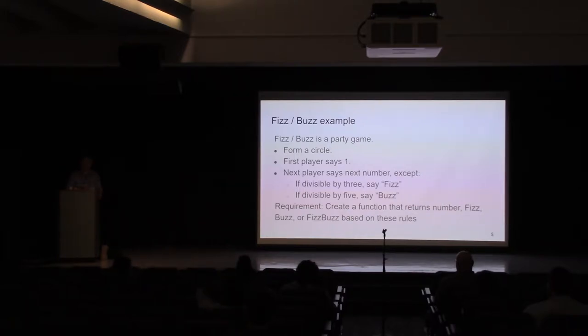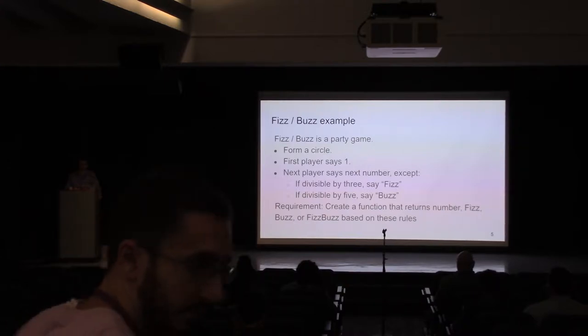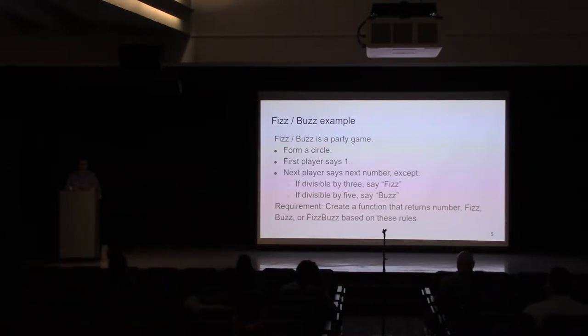And so the requirement in this exercise would be to create a function that returns fizz, buzz, or fizzbuzz, based on these rules. And actually, that's not a very good requirement, because I realize here that I also need to create a function that returns a number. Oh no, I do it. That says that it returns a number. Yep.